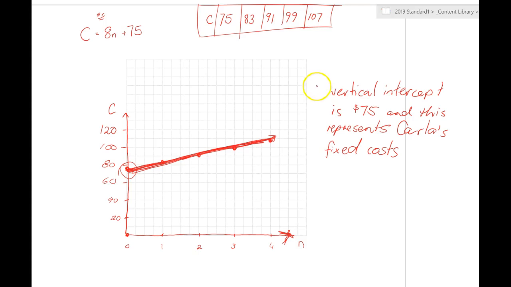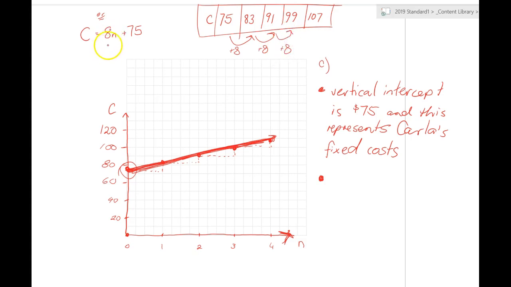Now, let's see. The gradient. Well, I need to know, every time I go across one step, remember one step is this far, how far up does it go? Every time I go across one step, how much is it going up? Well, each step you can see from here to here is plus 8. From here to here, plus 8. Here to here, plus 8.